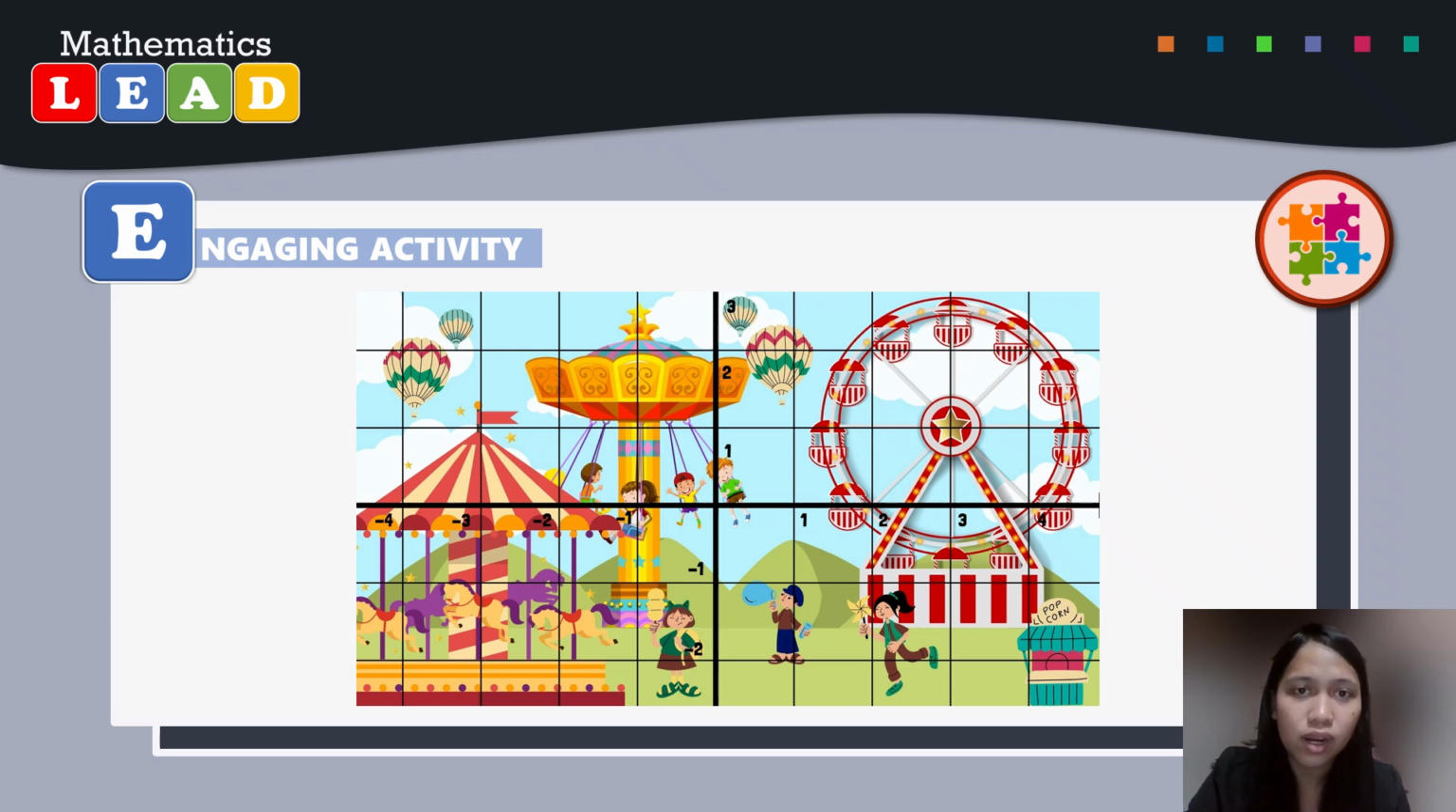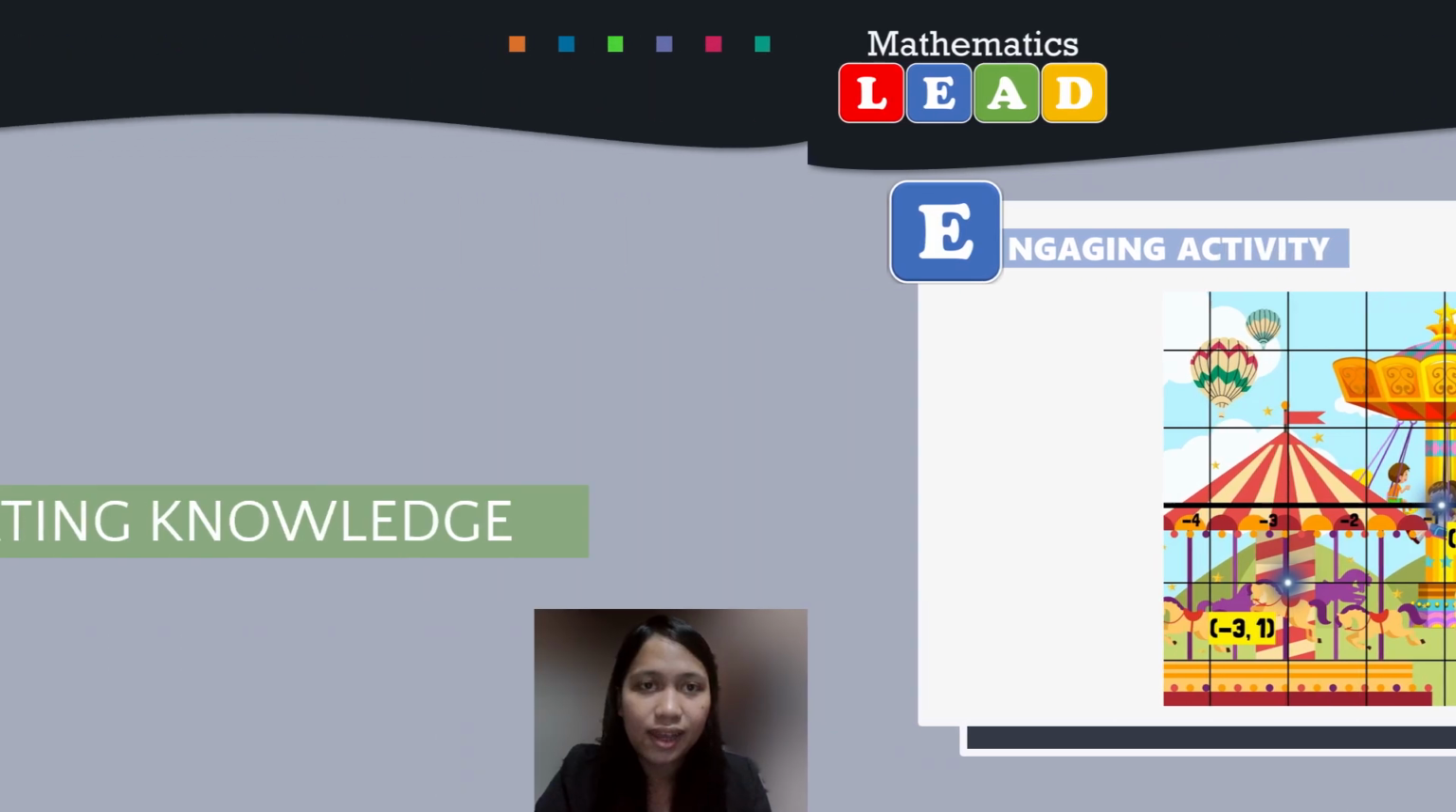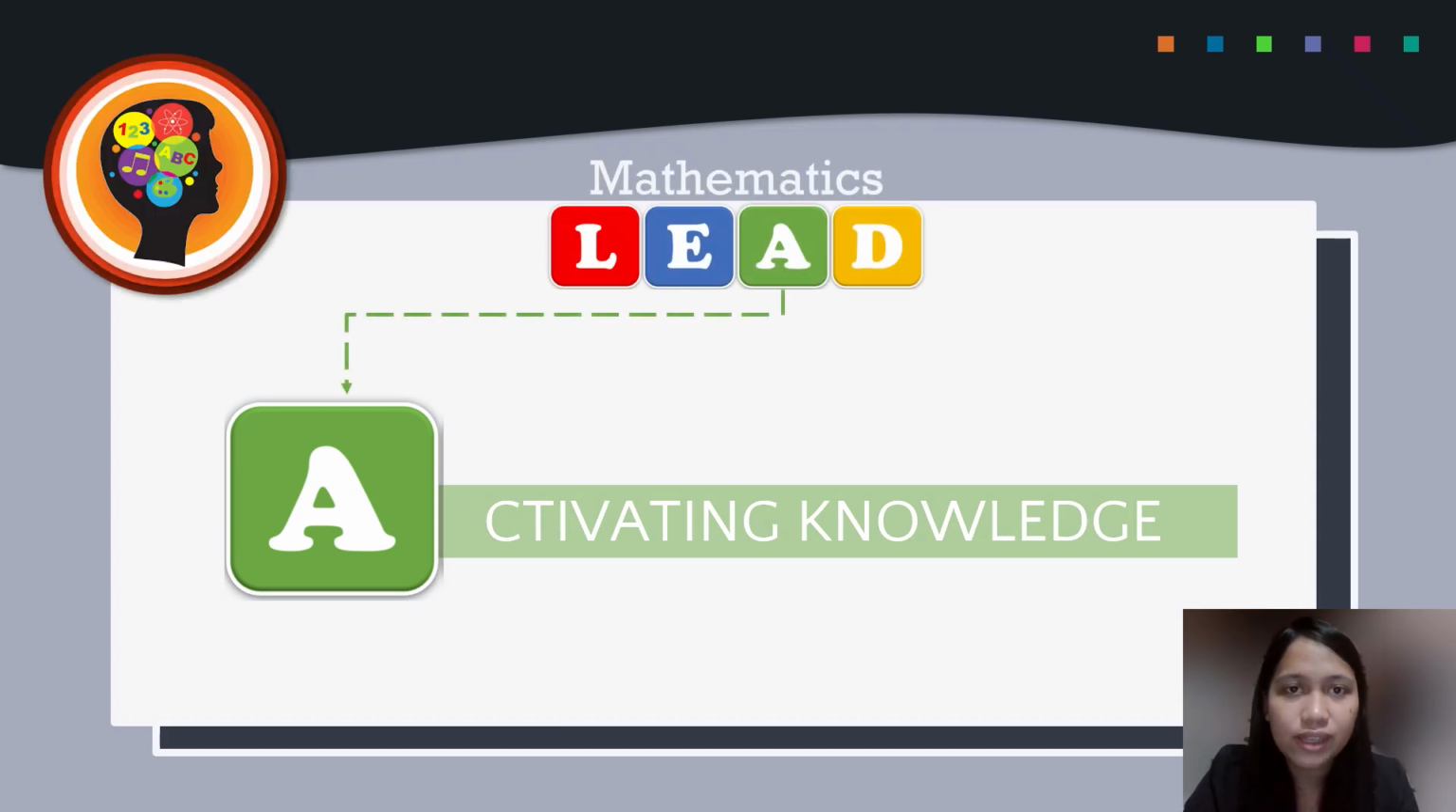So based on the graph, what is the location of the center of each ride? Excellent! You determined all of its points, and they are (3, 1) for the Ferris wheel, (-1, 0) for the swing ride, and (-3, 1) for the carousel. Let's now proceed in activating knowledge for deeper understanding of our topic.